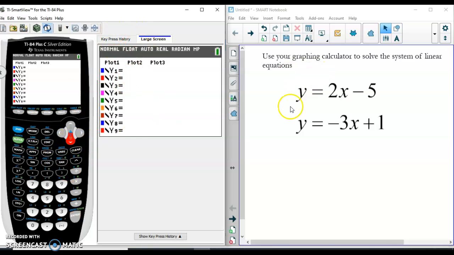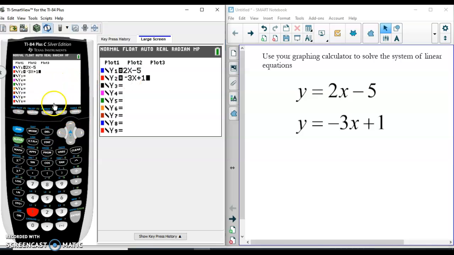So once this is all clear, we're going to type our first one in. So 2x minus 5. You'll notice the x button is right next to the green alpha. The next equation, negative 3x plus 1. Notice how I don't need to put the y equals because that's already there for me in my calculator. Y equals 2x minus 5 and y equals negative 3x plus 1.